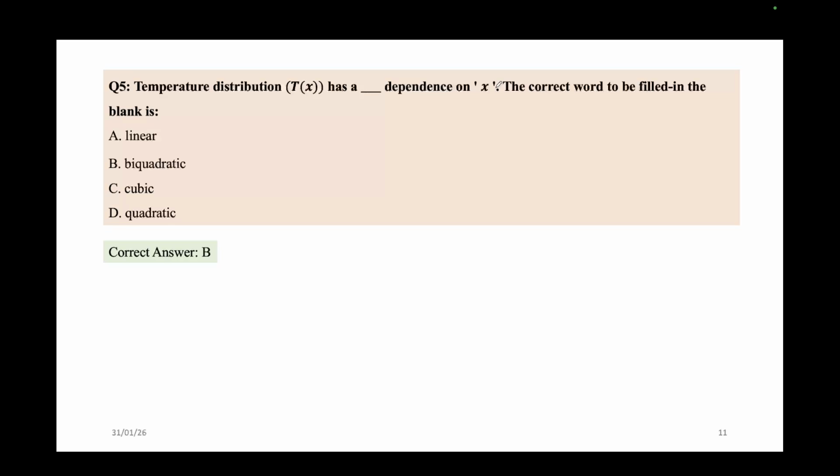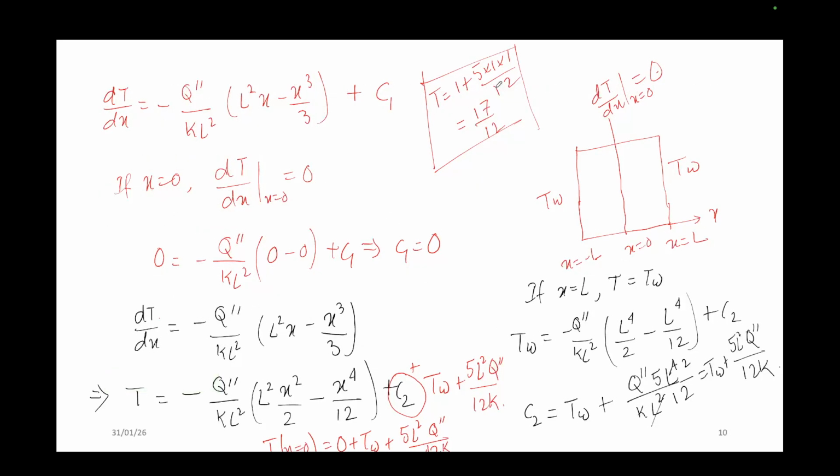So the question is, the temperature distribution T has dash dependence on X. So this is the option. That means it is talking about the previous question. So if you see in the previous equation, how T varies with X. T is a function of x square, x to the power 4.